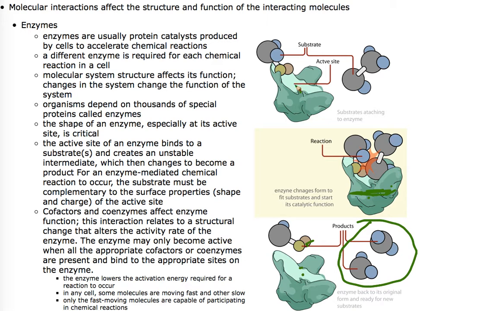The active site is really important. It's the part that actually binds to a substrate. A substrate is any chemical that actually binds to an enzyme, and the product is what's produced as a result of the enzyme interacting with the substrate.